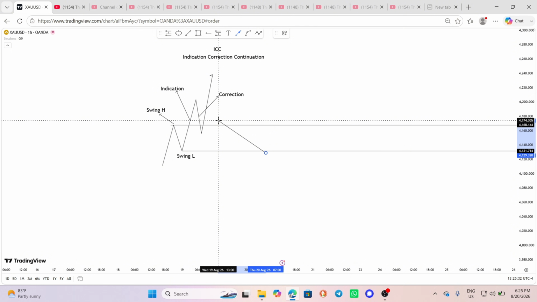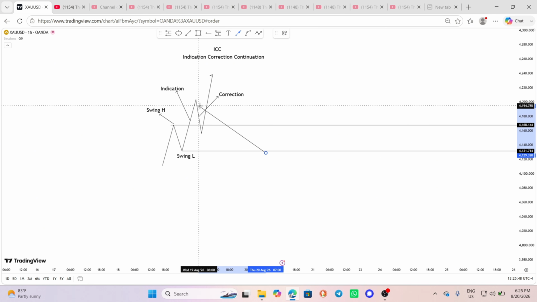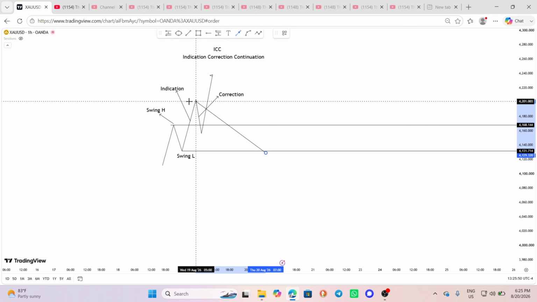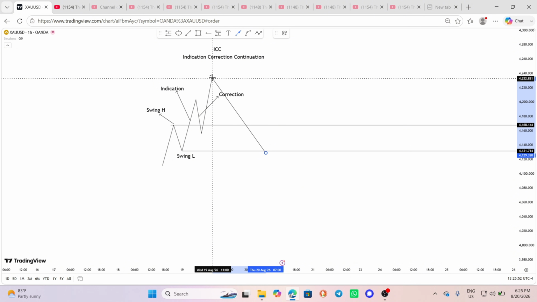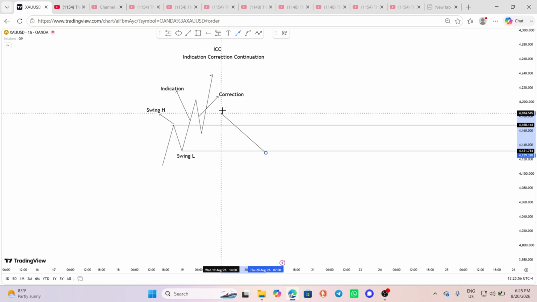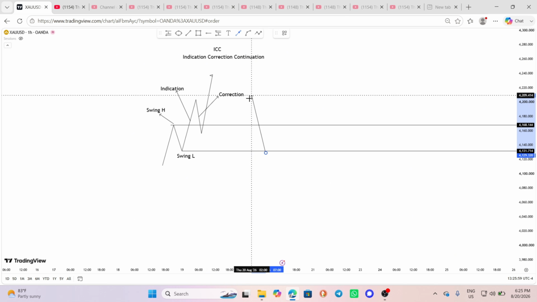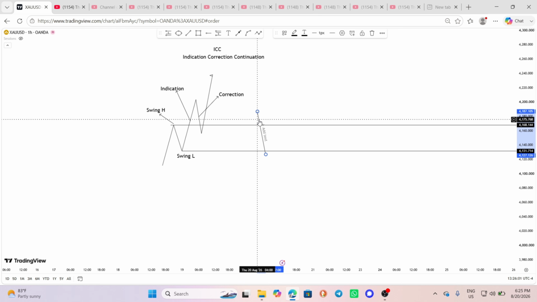The continuation will create another indication. If price is to keep being bullish, we have to keep seeing higher highs and higher lows, and vice versa. If price is to keep being bearish, we have to keep seeing lower lows and lower highs. So put this in mind that the continuation will create another indication that is going to break above this level, giving you another indication. And what next? Another correction, another continuation, and so on and so forth, right?